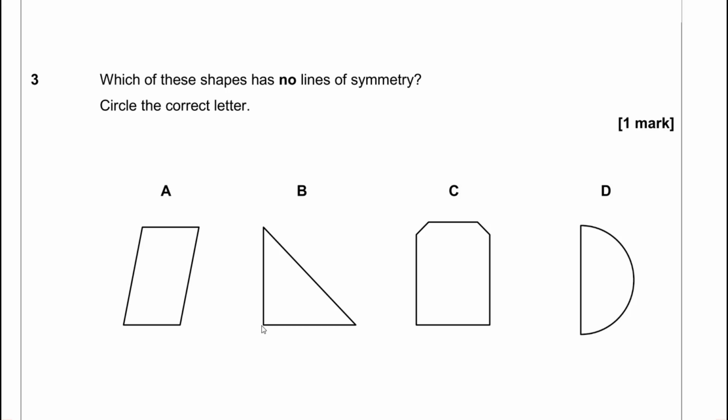This triangle, I think it should have a line of symmetry here. What about this shape? I think we can make a line of symmetry here. And also this shape D, it's a half of circle, so it must have a line of symmetry here. We now confirm that A has no line of symmetry.